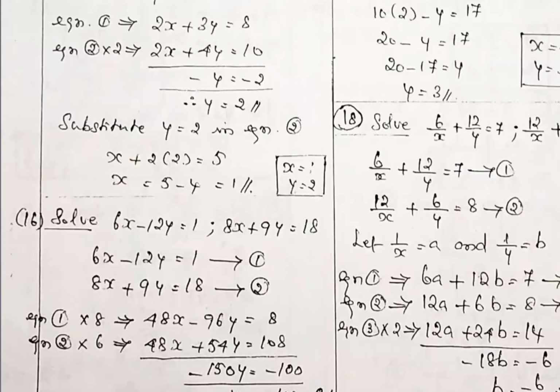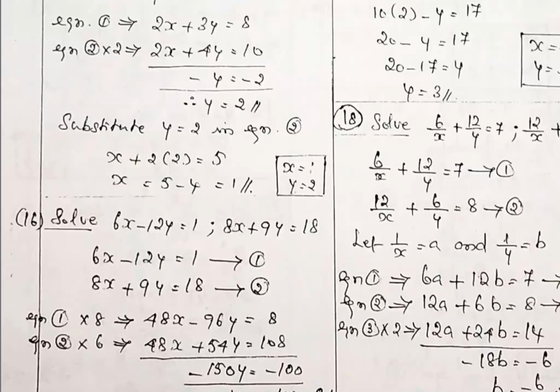So subtract, yes, x cancels, and y is equal to 2 by 3 we are getting after simplification. Substitute the value y is equal to 2 by 3 in equation 1, you will get x is equal to 3 by 2.